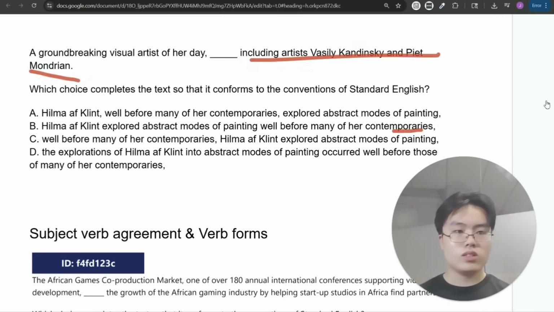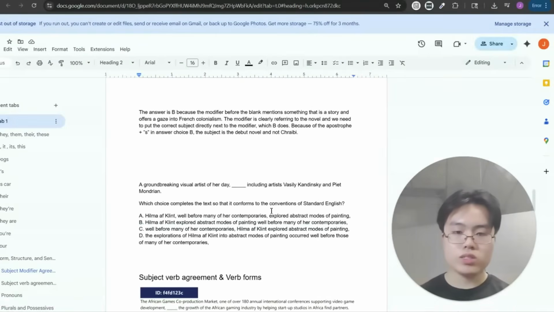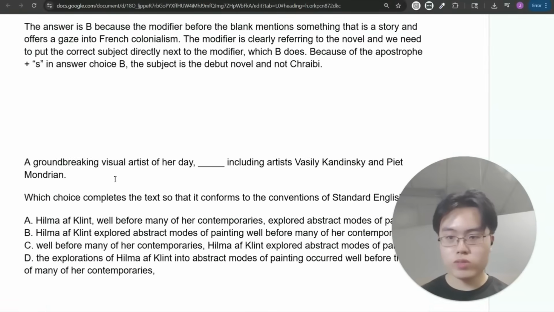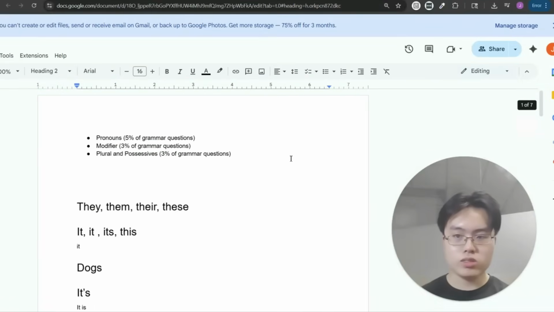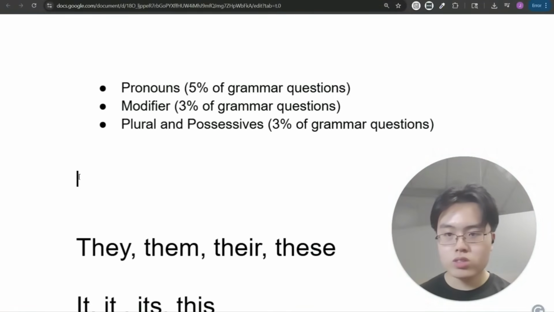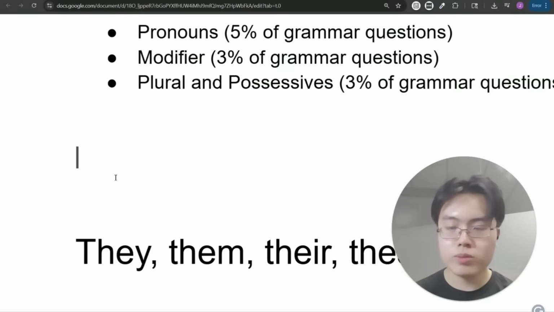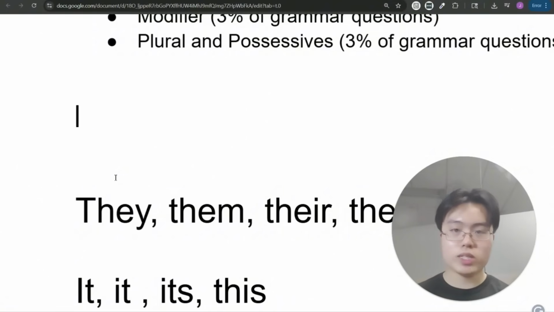Okay, that's modifier questions. It should be extremely simple. All you have to do is figure out what it's talking about. I will show you common mistakes people make. So when I say what is it talking about, you have to actually make sure it's what it's talking about.